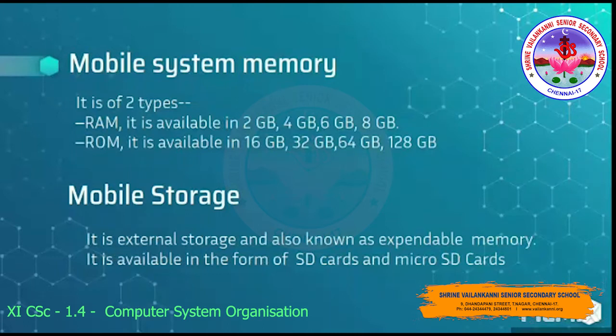Storage. The external storage of the mobile system is called the expandable storage. It comes in the form of SD cards or micro SD cards. It is the storage which can be removed easily by you and can be used for storing pictures, music, videos and the like.